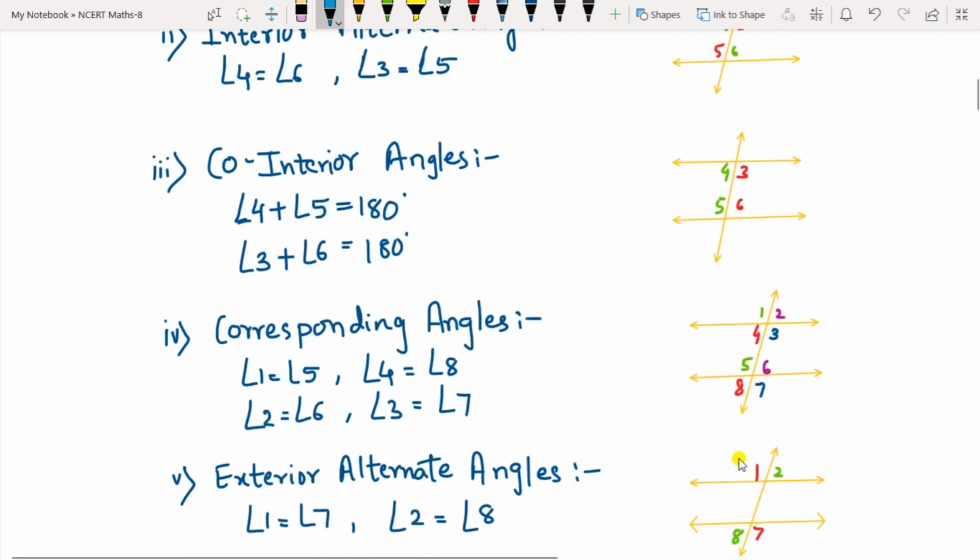Okay. Then the fourth one is corresponding angles. Corresponding angles form the L shape. 1 equal to 5, 4 equal to 8, 2 equal to 6 and 3 equal to 7. So these are called the corresponding angles. They are equal and there are four pairs of corresponding angles.